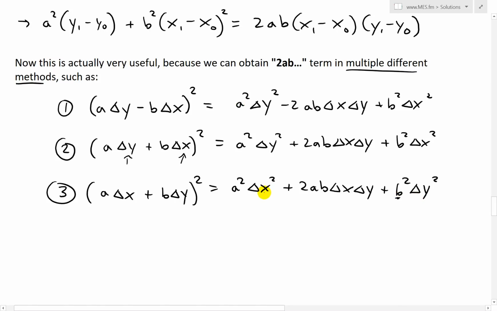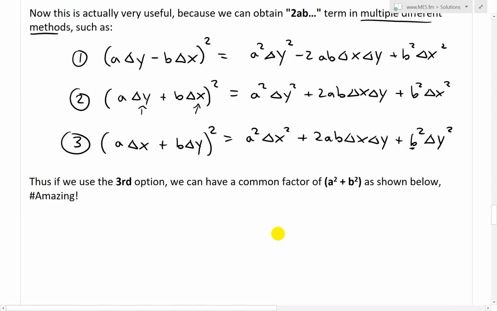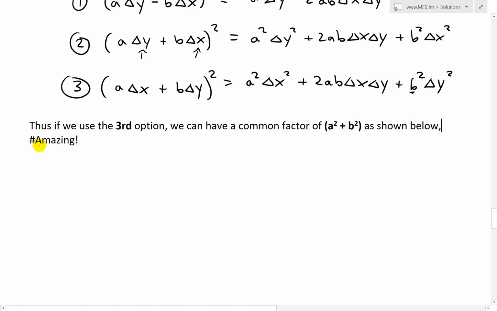And then when we do that with the delta x, same thing, when you factor this out, we get an a squared plus b squared, which is the same as that, and we can remove it altogether. So as I just explained, if we use the third option, we can have a common factor of a squared plus b squared as shown below. Amazing, actually. So let's go ahead and do that and remove these delta x's. So what we have is like this.